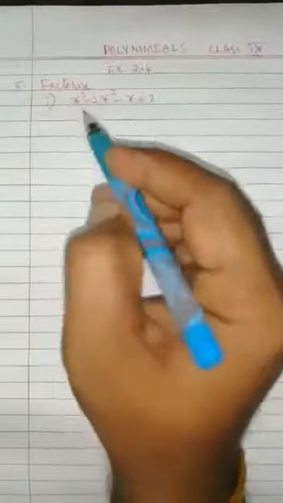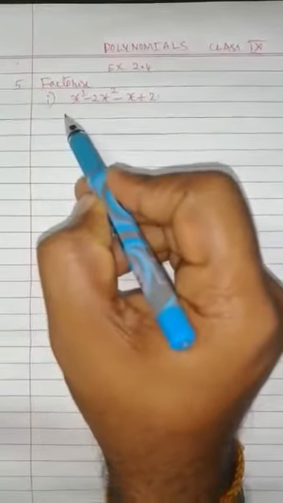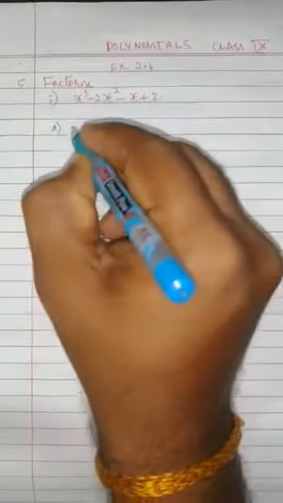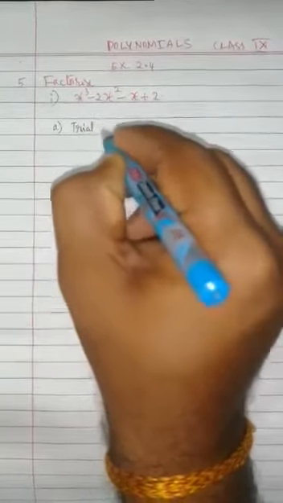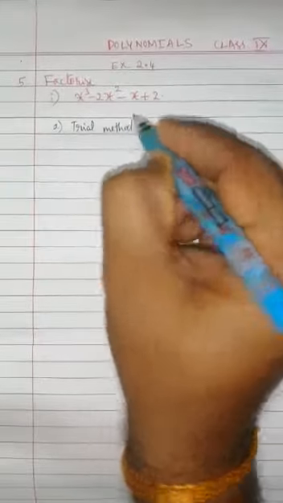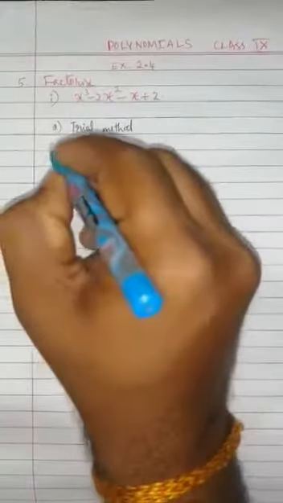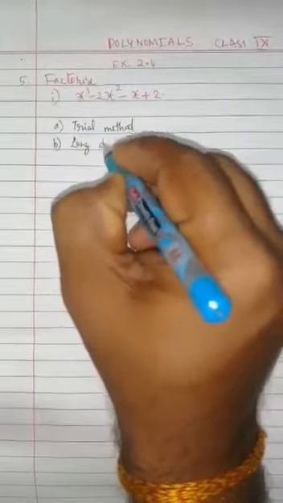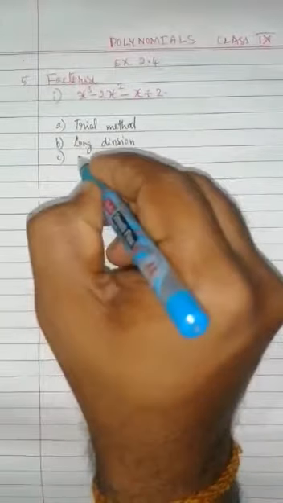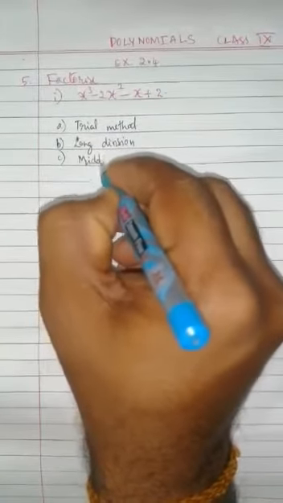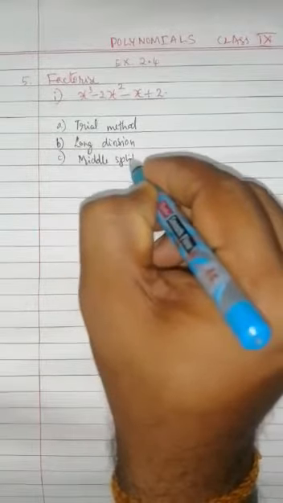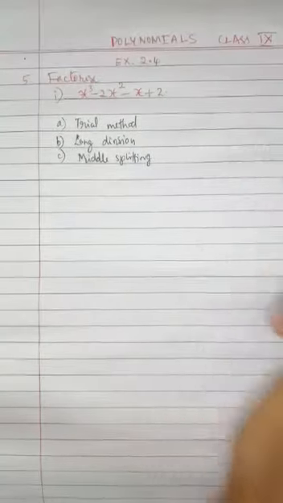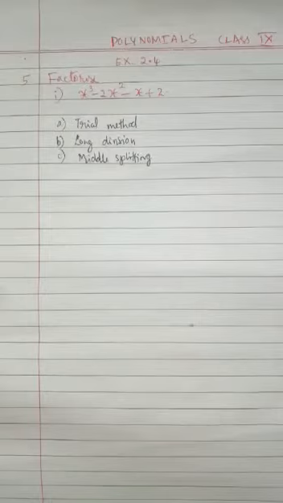Now when factorizing a cubic polynomial, we'll be having three steps. The first step is the hit and trial method, right? The second step is the long division. The third step is middle splitting. Hope you know, yesterday we learned middle splitting. So we'll be following the three methods here.